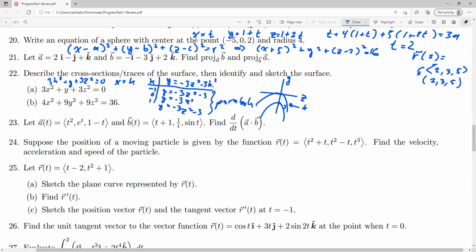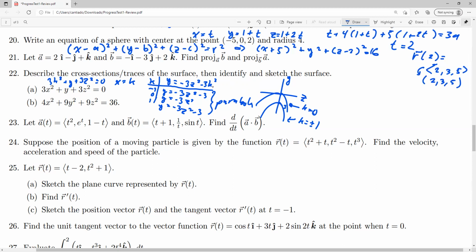So this is at k equal to 0. This is at k equal to ±1. And then you realize as you increase or decrease, it'll just continuously go down. So it's a bunch of parabolas, right? That's the cross section if you were to cut across the x-axis. So you want to do that process where you set x equal to k, and you want to do that for all of the other variables too.